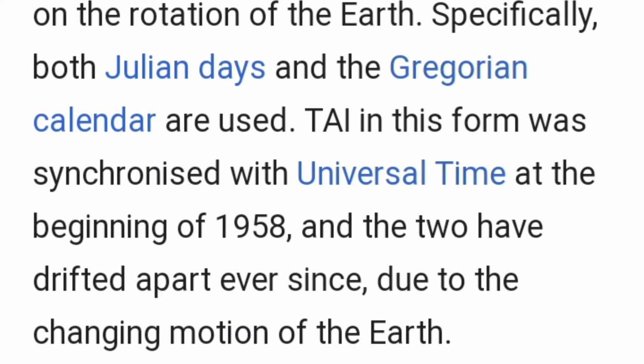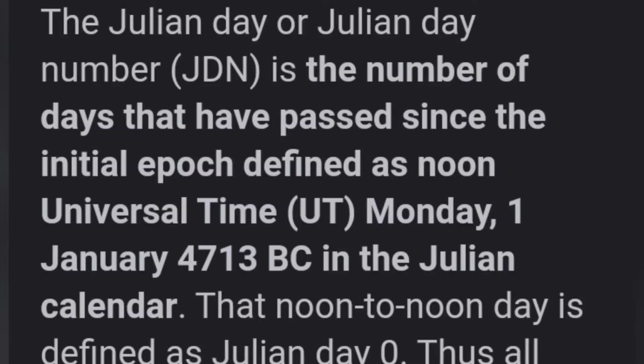TAI in this form was synchronized with Universal Time at the beginning of 1958, and the two have drifted apart ever since, due to the changing motion of the Earth. The Julian day is the number of days that have passed since the initial epoch defined as noon Universal Time, Monday, the 1st of January, 4713 BC in the Julian calendar. That noon to noon day is defined as Julian Day Zero.